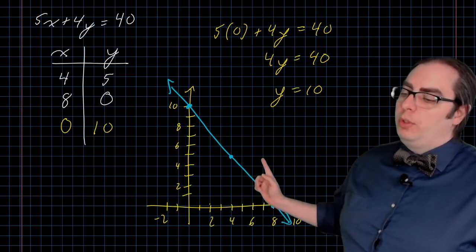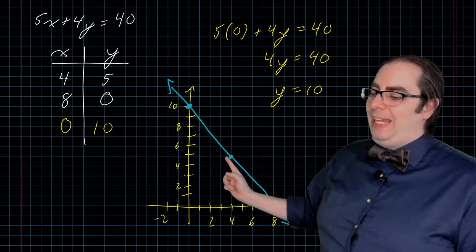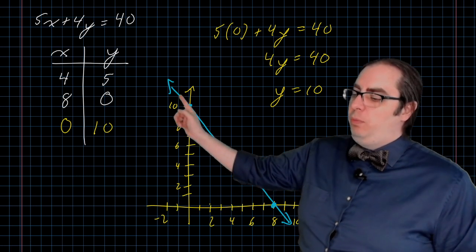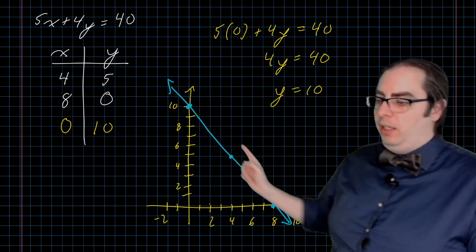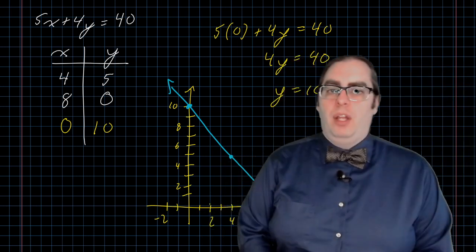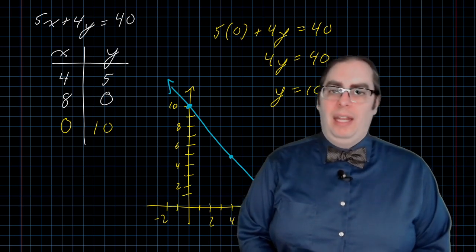It's also important to remember that the line continues, right? The points that we happened to pick are not endpoints. The line continues beyond this point, which is why I drew it beyond there, and I put an arrowhead to indicate that it keeps going. And that is the process of graphing a linear equation.